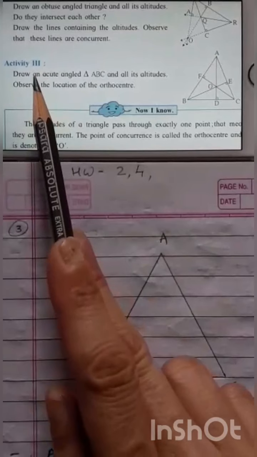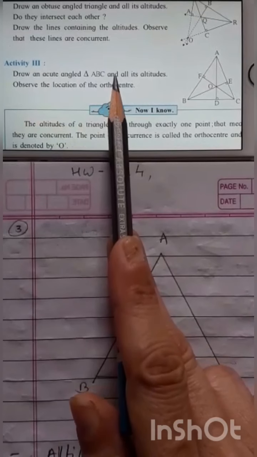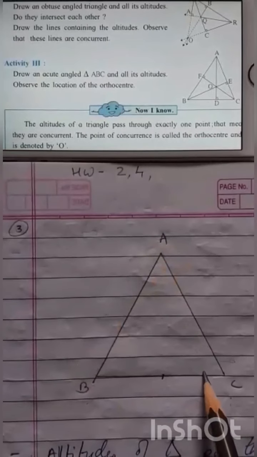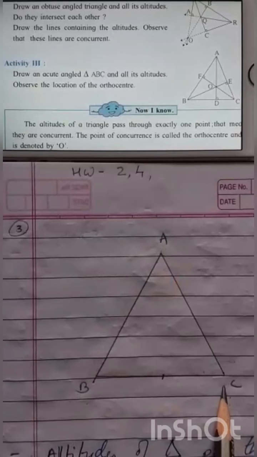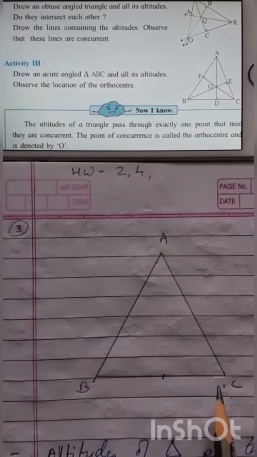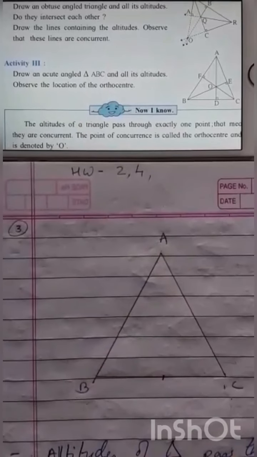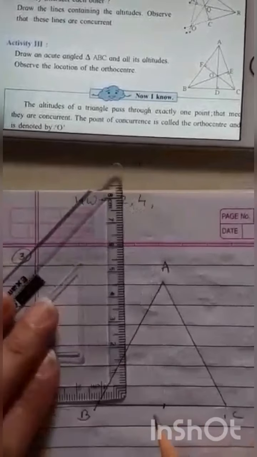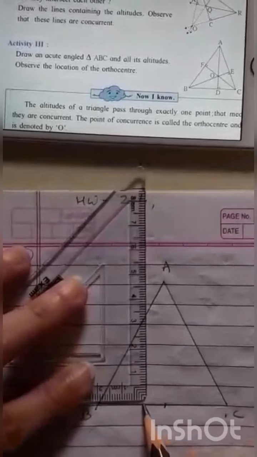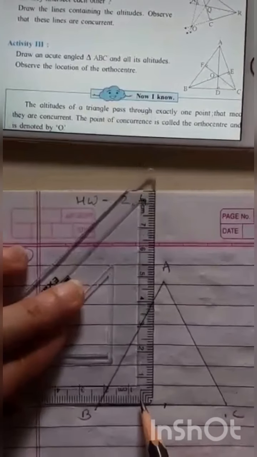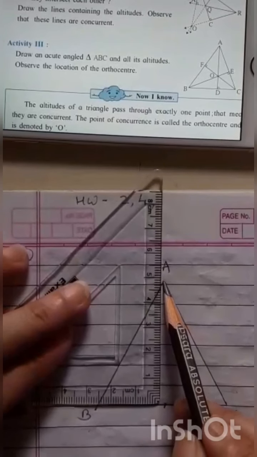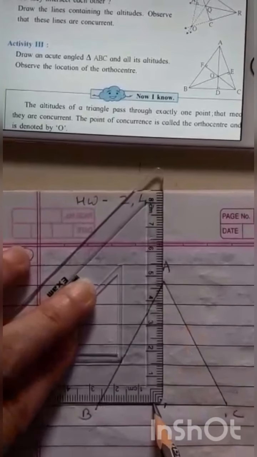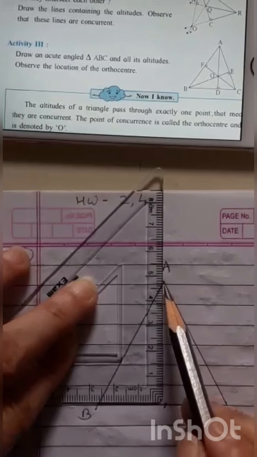Third, we'll be drawing an acute angle triangle and we'll find its altitudes. So first we have to draw an acute angle triangle. So ABC is an acute angle triangle and we'll observe how to draw its altitudes. Now keeping this edge here on this line, I'll move my set square so that the other edge touches the vertex A. So my this edge is on BC and it is touching the vertex A.